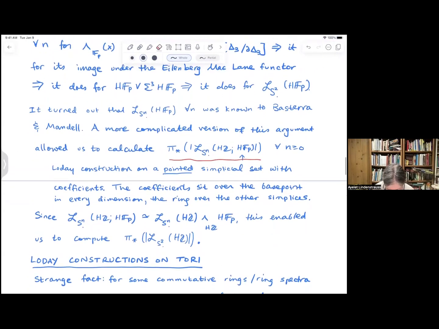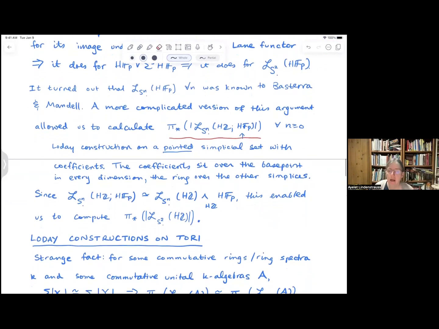we were able to, I mean, this thing goes through if you replace Z by any ring and FP by the ring quotiented by some prime ideal. But somehow reducing to coefficients in a prime ideal makes the calculation much easier. Okay.